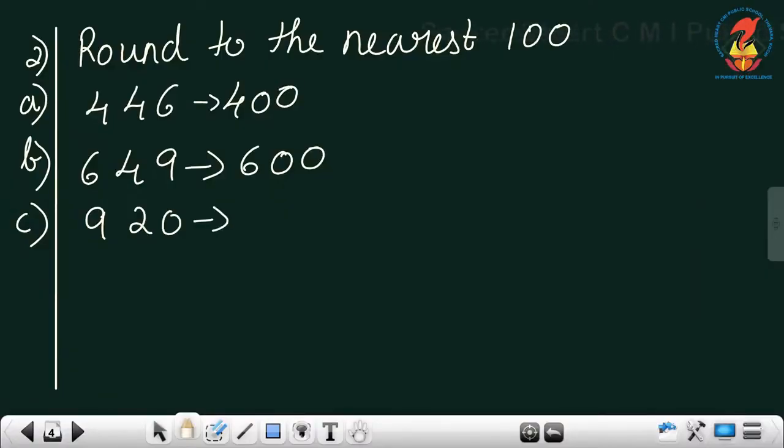920. Okay? 920 comes between which 2 hundreds? You have 9 here, so the first 100 is 900. After 900, which is the next 100? 9 into 100 is 900. 10 into 100 is 1000. After 900, the next 100 is 1000. Okay? So you have 920 here.